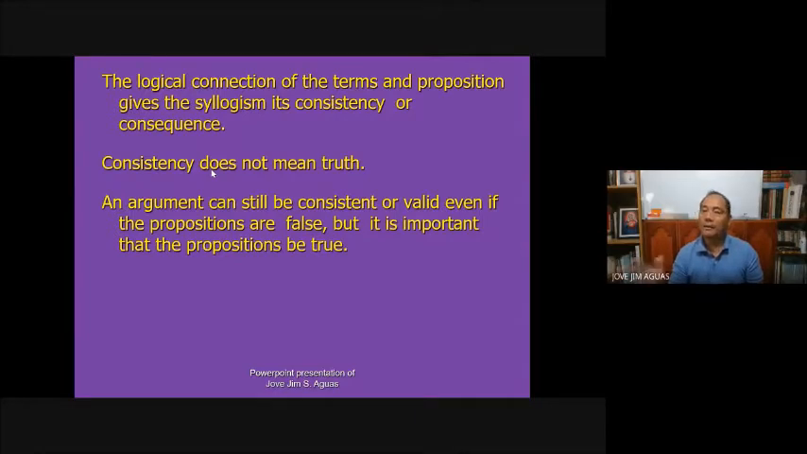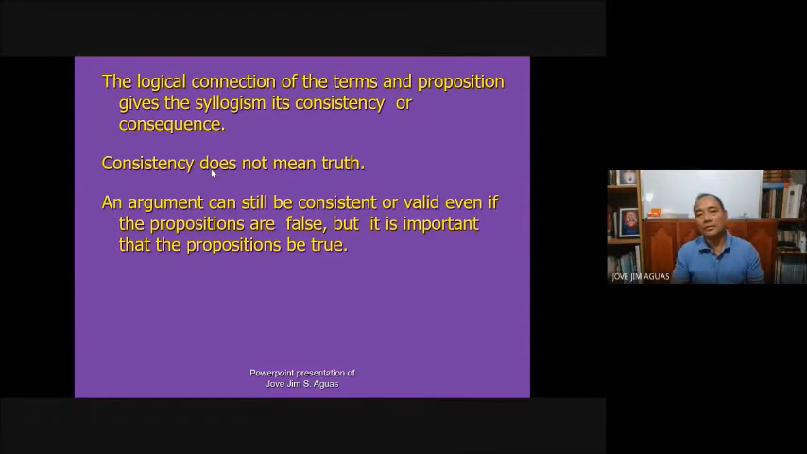Definitely, the accused cannot be guilty and not guilty at the same time. There must be only one side who is telling the truth. Obviously, the other one of them is not telling the truth. Only one must be telling the truth. But both are arguing consistently. So it's possible for an argument to be consistent or valid even if the propositions are false.